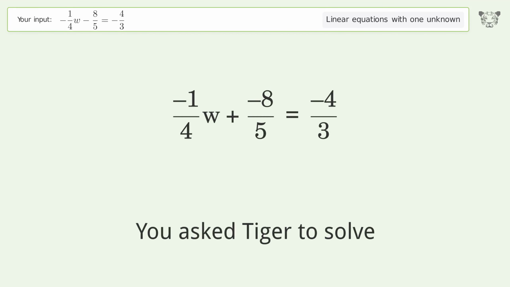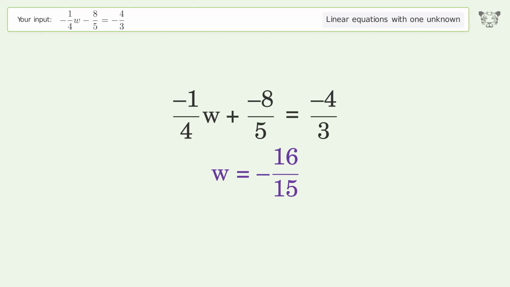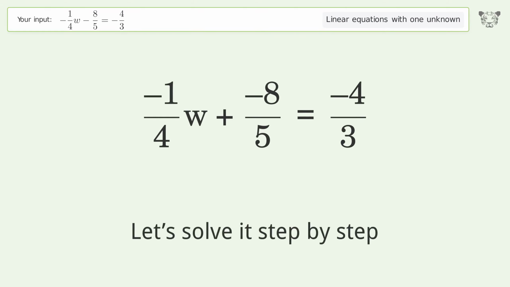You ask Tiger to solve. This deals with linear equations with one unknown. The final result is w equals -16/15. Let's solve it step by step.